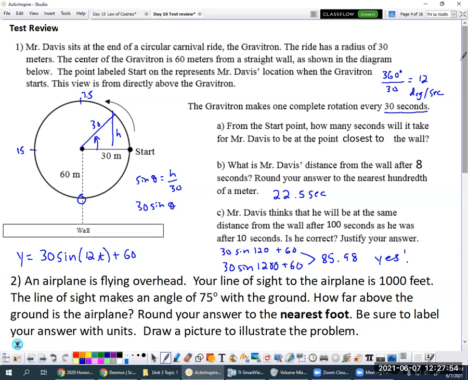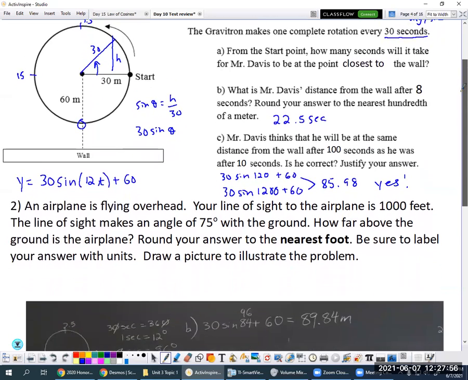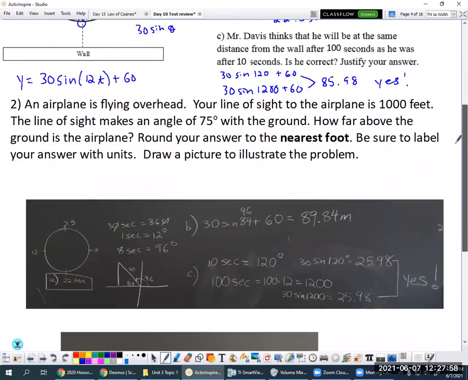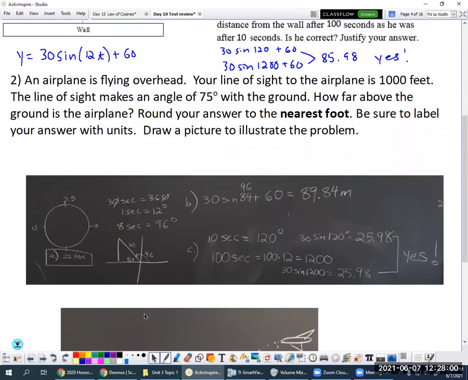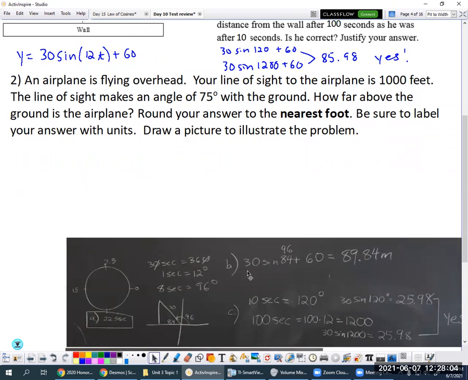An airplane is flying overhead. Oh, and here it is. I'll go through it. I might recycle the picture though, because it's so beautiful.